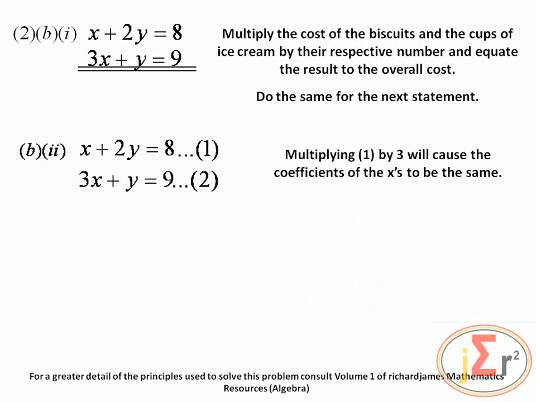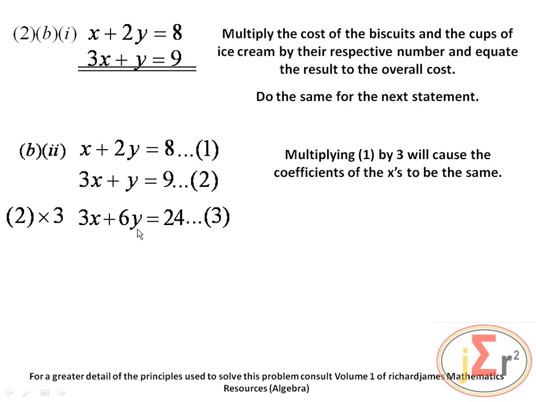Multiplying equation 1 by 3 will cause the coefficients of the x's to be the same. So we're going to multiply equation 1 by 3. So we have 3x plus 6y is equal to 24. That's what we have here, just multiplying by 3. And that is equation 3. Now we have the coefficients of the x's being the same. We may eliminate the x's.